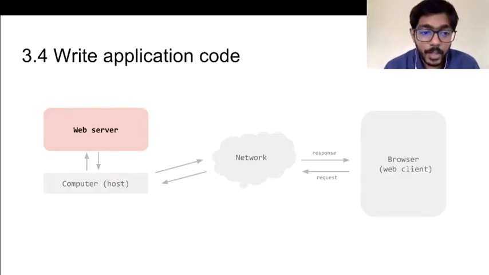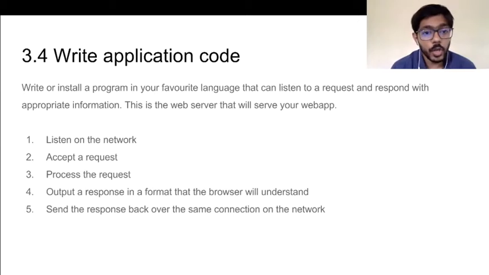The last step now is to actually write our application code, which is the web server on our computer host. We would have to write or install a program in a language of our choice that can request or respond with appropriate information. This software will be the web server that will serve our web app. These are the 5 things that a web app does. It listens on the network, it accepts a request from the network, it processes the request, and then outputs a response in a format that the browser or a web client can understand. It then sends that response back over the same connection on the network.